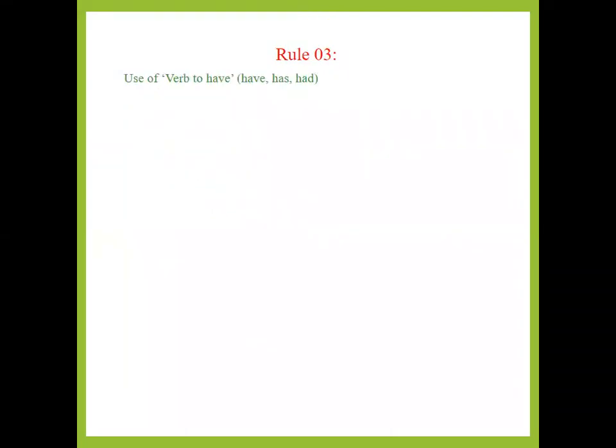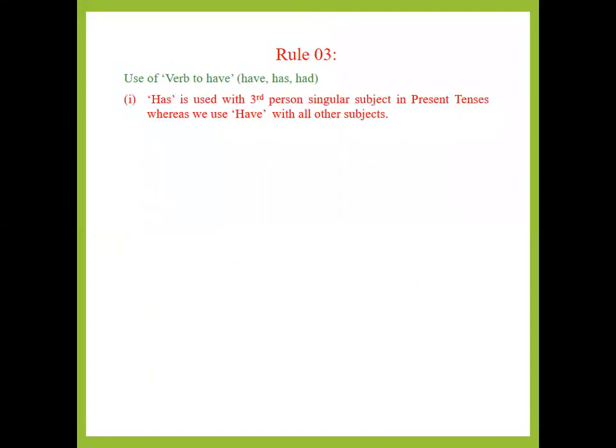Rule 3, use of verb to have, that is have, has, and had. 1. Has is used with third person singular subject in present tenses, whereas we use have with all other subjects. For example, he, she, Kamal, the boy, girl have a nice pen. Look at the subject here. All the subjects, he, she, Kamal, the boy, girl, are here singular. That's why the correct form of verb is has.